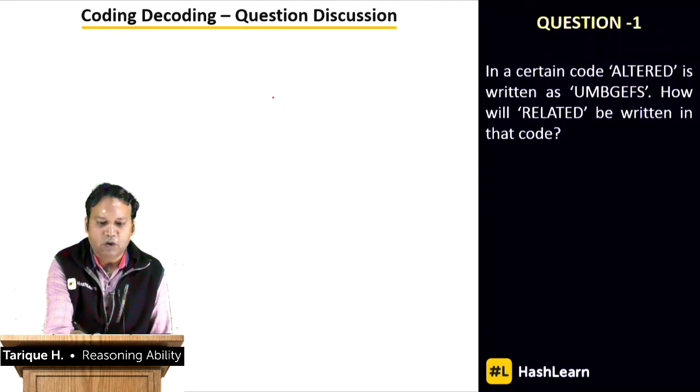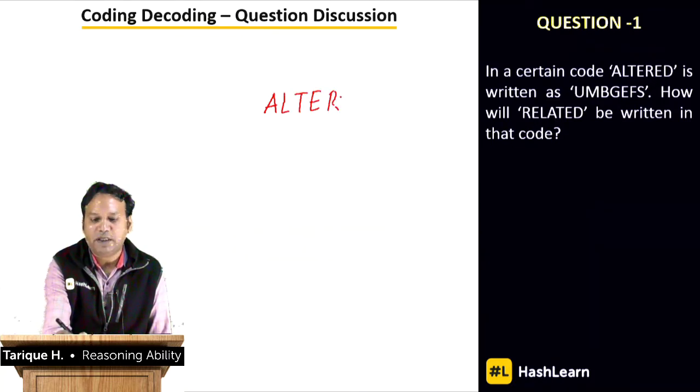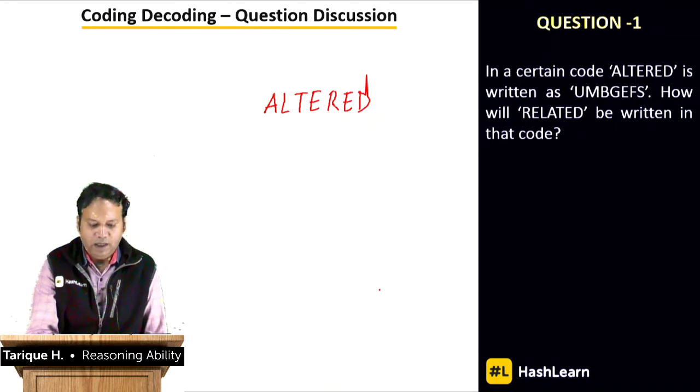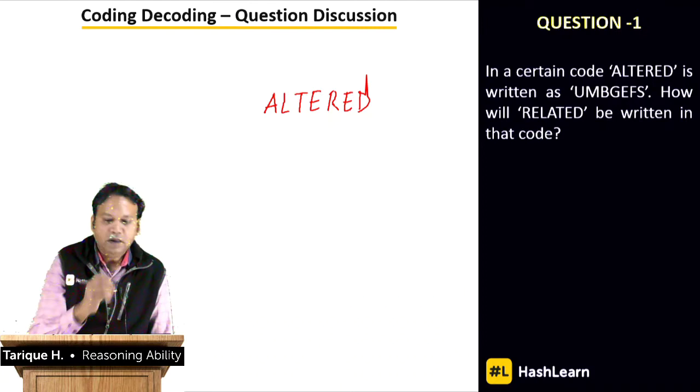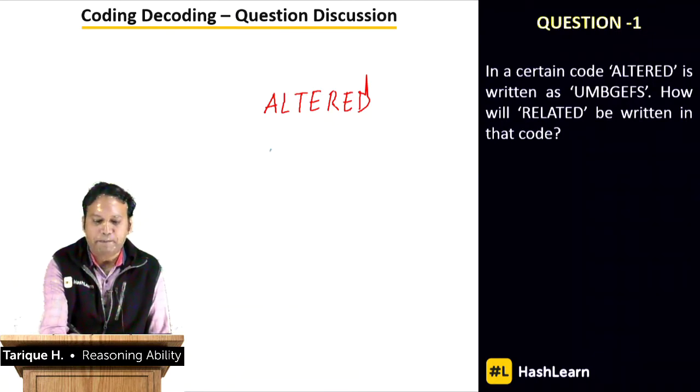So let's look at the word here, altered. And let's write down the code below and try to see how we can make some sense of the way this word has been changed. Okay, so the word is altered, and let me change the color of the ink here. Okay, fine. So altered is written as UMBGEFS.